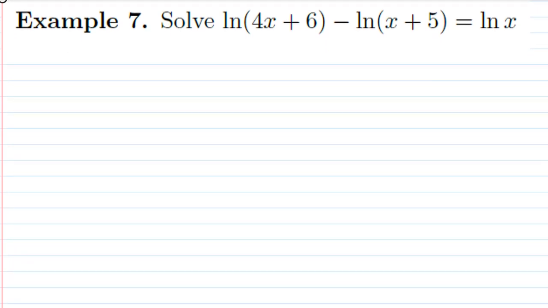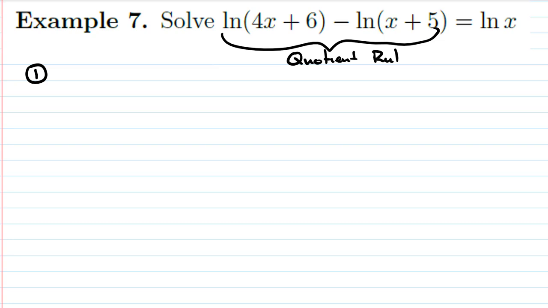So we wish to solve the natural logarithm of 4x plus 6 minus the natural logarithm of x plus 5 equals the natural logarithm of x. So step 1, we need to write each side as a single logarithm. So on the left side over here, we're going to use the quotient rule. And that gives us the natural logarithm of 4x plus 6 over x plus 5 is equal to the natural logarithm of x.